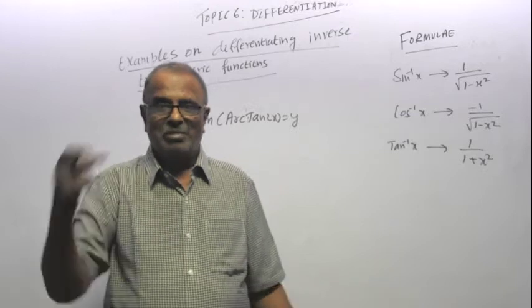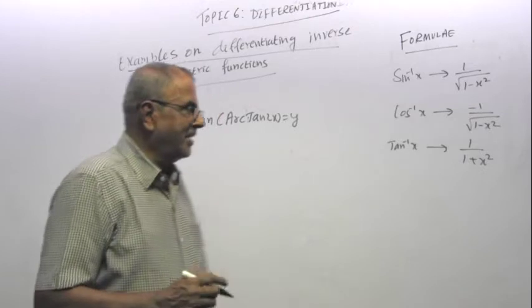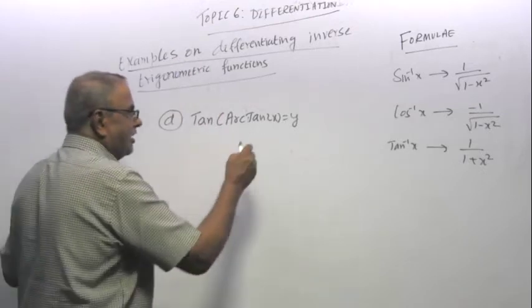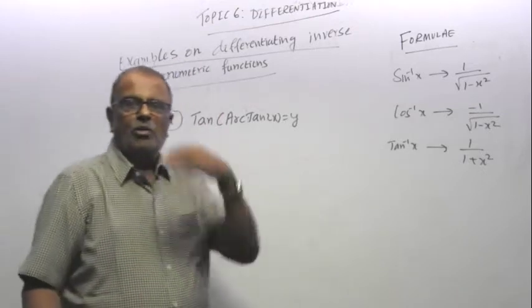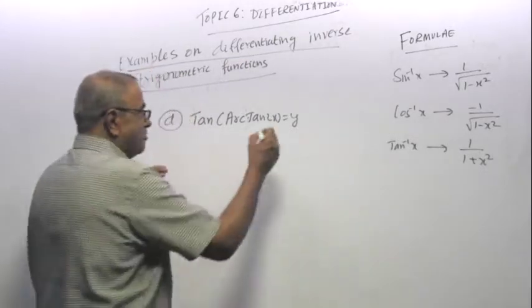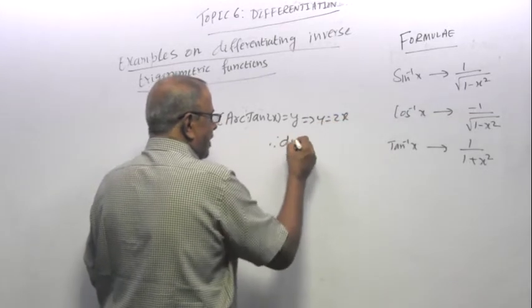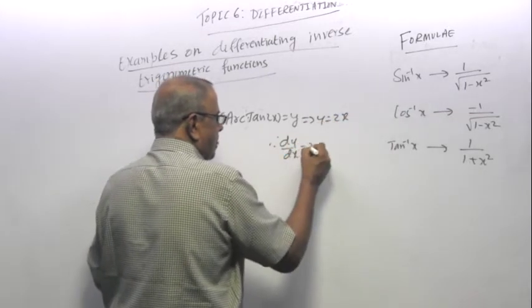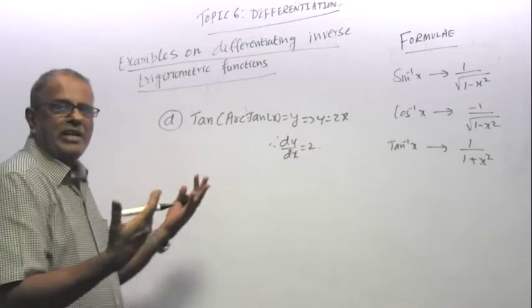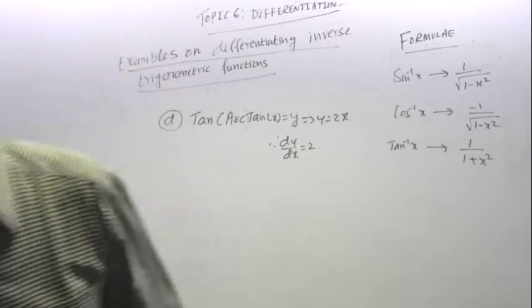Perfectly alright, but I tell you always, use the God-given gift. Tan of tan inverse is like f of f inverse. What is f of f inverse x? x. So, this is basically y equals 2x. So, therefore, dy by dx equals 2. So, don't blindly do it. Stop and think for a minute what things could be.